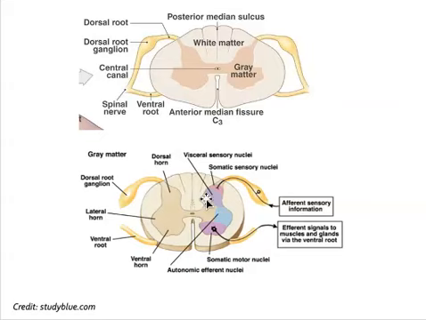The outgoing information is going to go out through the ventral root, and out towards the efferent cell, whatever that happens to be. These two roots are going to come together and make up a spinal nerve outside of the vertebral column.